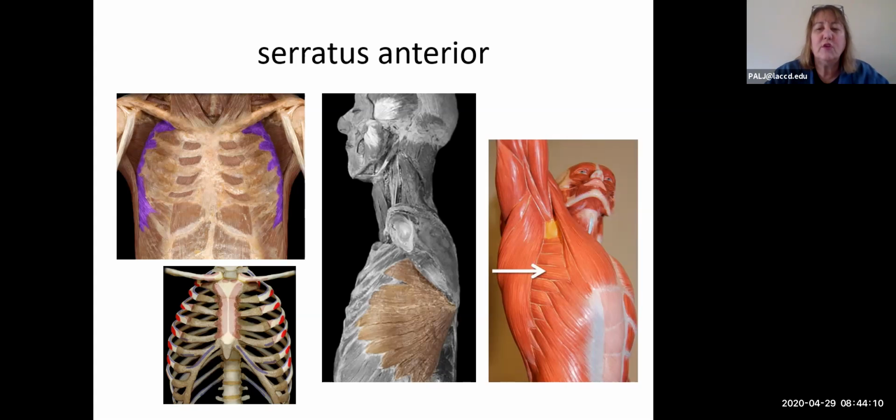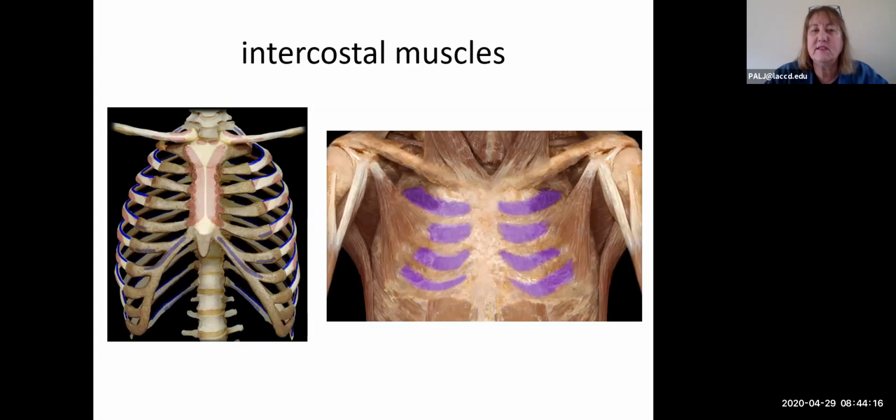All right. So those are all muscles which are actually anterior to the ribs. The next set of muscles are intercostals. Do you remember what that prefix inter means? Yeah, between. So these are not anterior to the ribs, but they go from the lower surface of one rib to the upper surface of the other rib.